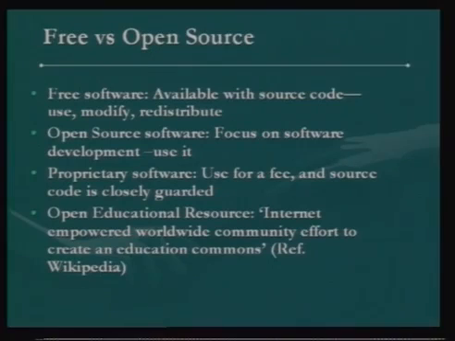These are protected. So for instance, the third point in the proprietary software is that in proprietary software we can use for a fee, and the source code is closely guarded. We cannot use that, and even if we use for free, we can license that, we cannot change that, which has been guarded, which has been guaranteed, which has been protected. But in case of open source software, the focus is actually on the software development and use of it, rather than getting into the source code.